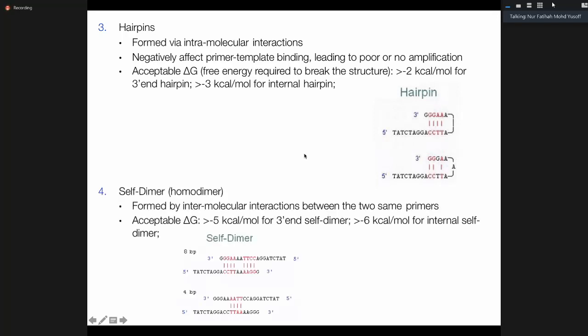Self-dimer, so this is when you have the primer anneal to the primer itself. It is an intermolecular interaction between the two same primers. Acceptable delta G is more than -5 for 3' end self-dimer and more than -6 for internal self-dimer. So this is the 3' end self-dimer and this is internal self-dimer.